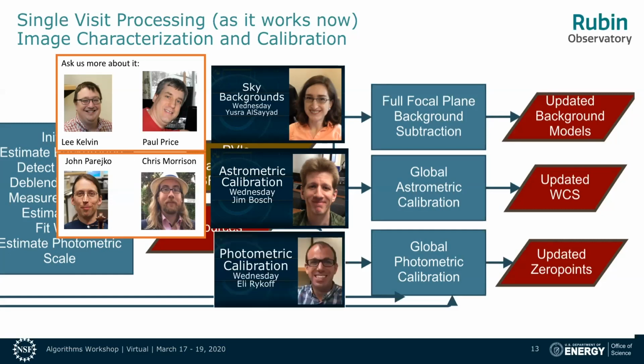And finally, Eli will be discussing the project plans for photometric calibration, including the forward global calibration method used by the Dark Energy Survey. So the outputs of this are now finalized background models, WCSs, and photometric calibrations.